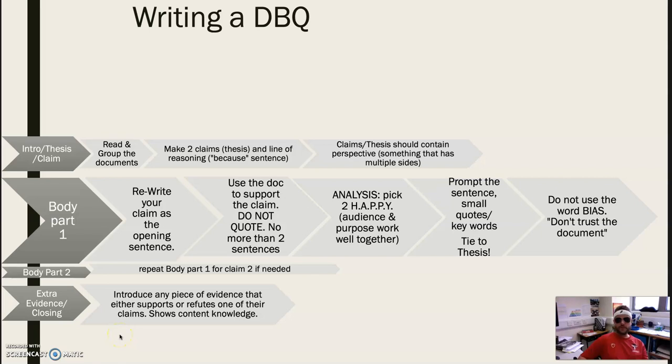Alright guys, this should be a quick video, but I do want to touch base on the last 2 points of the DBQ rubric real quick. So we've talked about intro, thesis, claim. We've talked about the body, evidence, and analysis, part 1 and 2. So now we're going to look at the extra evidence closing, and then we're also going to talk about complexity, the ever elusive complexity. First though, let's look at the extra evidence.